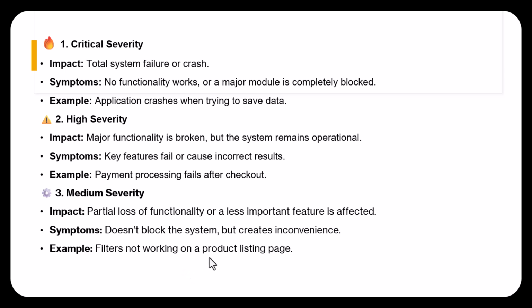Example: filters are not working on a product listing page. Suppose there is a product listing page with a filter option, and when we click, the filter is not working. This is medium severity, because without using the filter we can still verify the product and do shopping. So its severity is medium. The development team first has to complete critical and high defects, then consider the medium severity, as the filter is not working but other things are working fine.